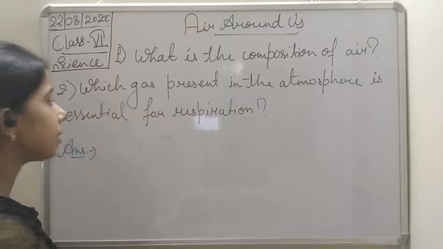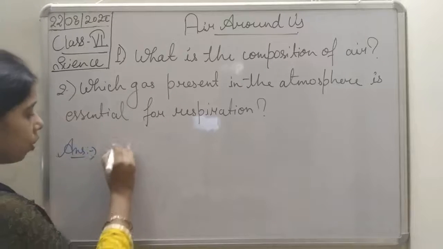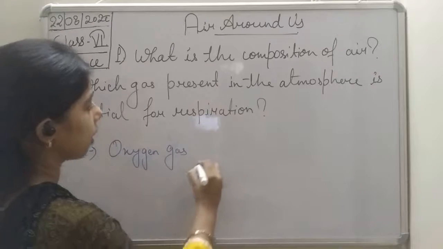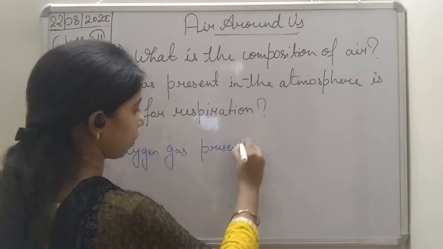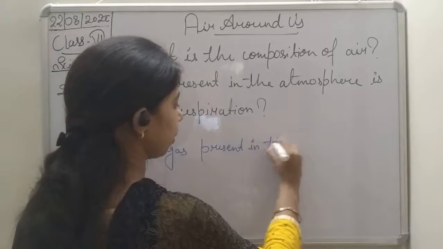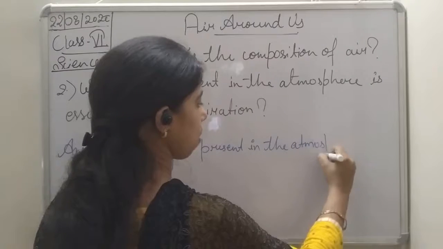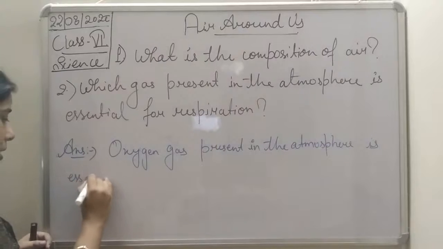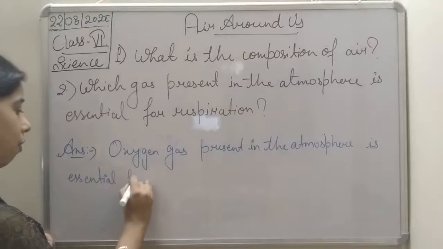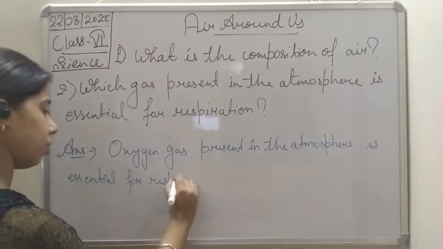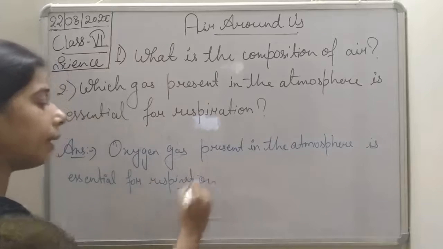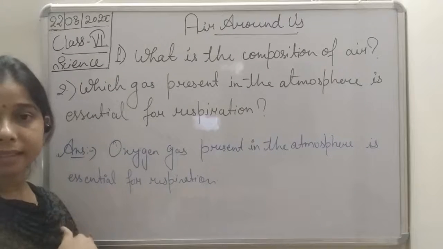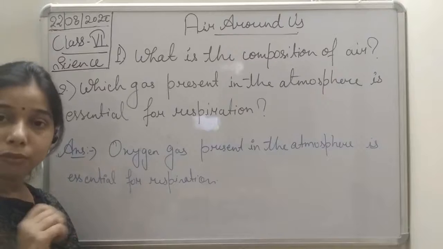So which gas present in the atmosphere is essential for respiration? You will write: oxygen gas present in the atmosphere is essential for respiration. So basically what happens in the respiration process? We inhale the oxygen. This oxygen gets inside to our cells, and there the food is present.